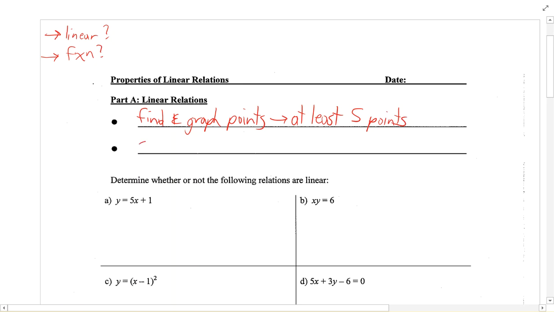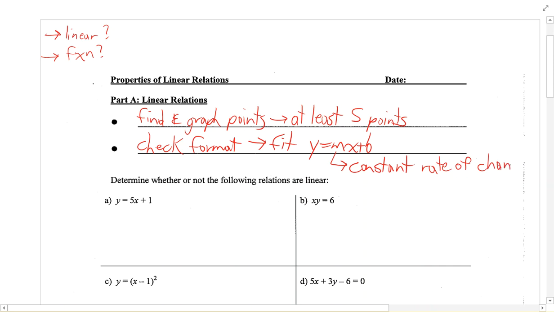As well, then you're going to have to check the format. So does it fit into y equals mx plus b? Because if it does, then you can graph less points because you know how to graph those, okay? Then you also want to look and see if it does, you're in luck because then you have a constant rate of change. And if you have a constant rate of change, then guess what? It's linear.